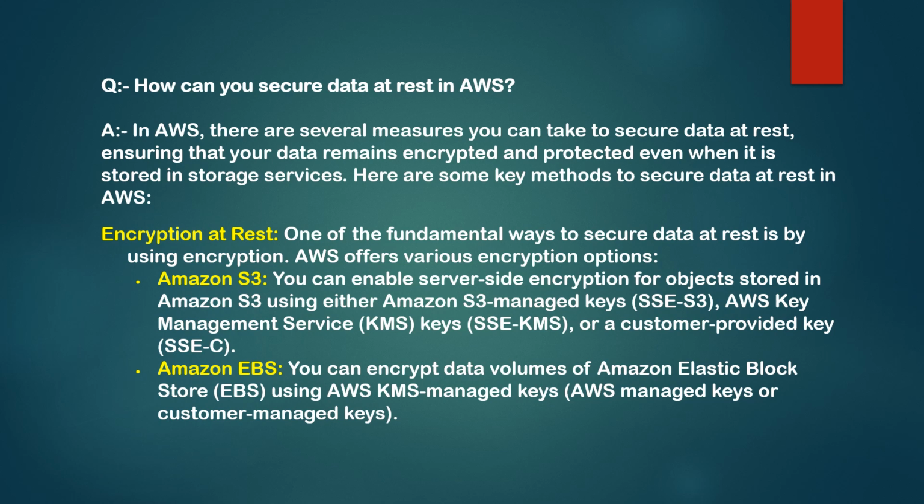Encryption at rest. One of the fundamental ways to secure data at rest is by using encryption. AWS offers various encryption options. Amazon S3. You can enable server-side encryption for objects stored in Amazon S3 using either Amazon S3 Managed Keys (SSE-S3), AWS Key Management Service (KMS) Keys (SSE-KMS), or a customer-provided key (SSE-C).